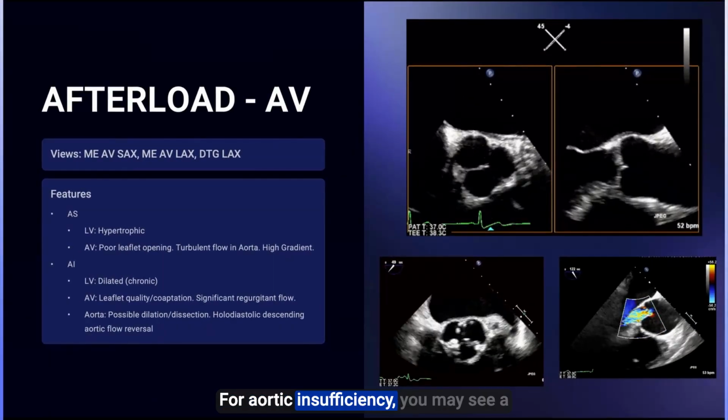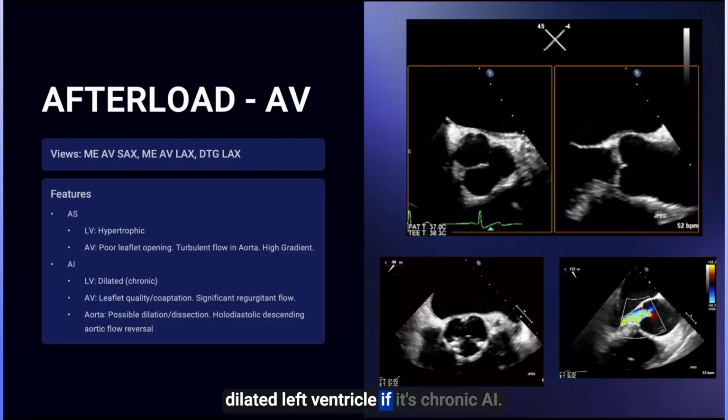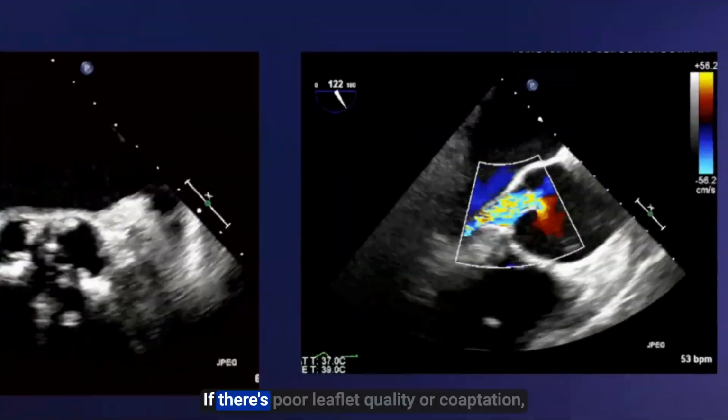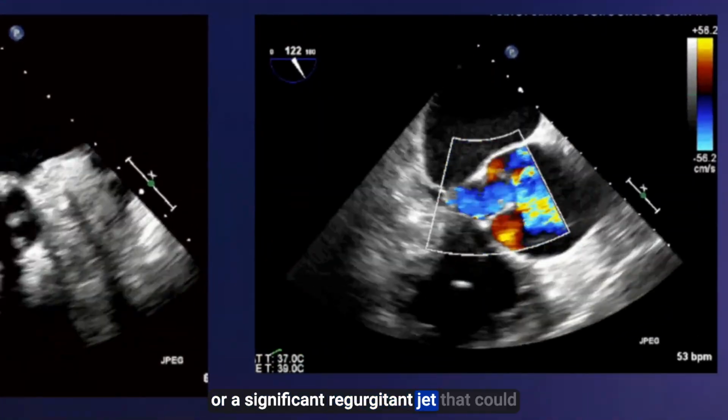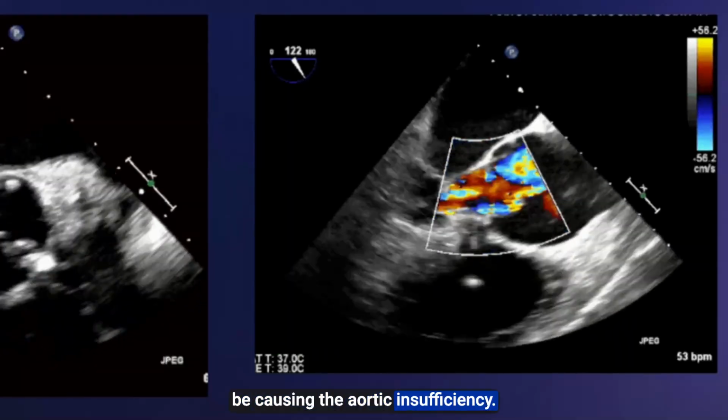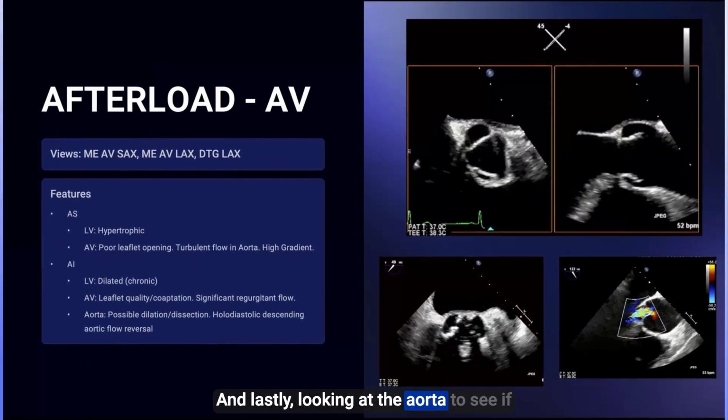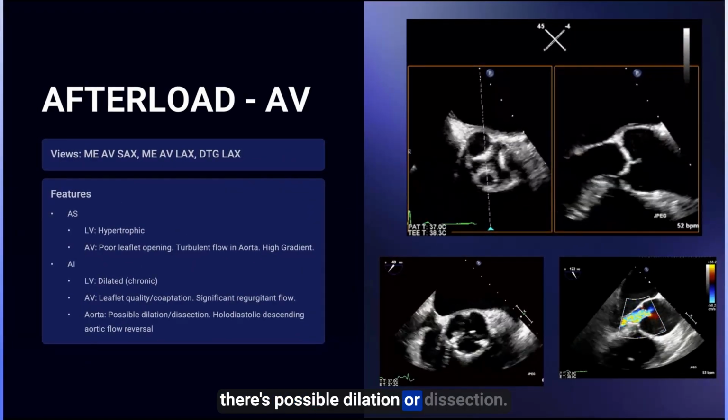For aortic insufficiency, you may see a dilated left ventricle if it's chronic AI. Is there poor leaflet quality or coaptation or a significant regurgitant jet that could be causing the aortic insufficiency? And lastly, looking at the aorta to see if there's possible dilation or dissection.